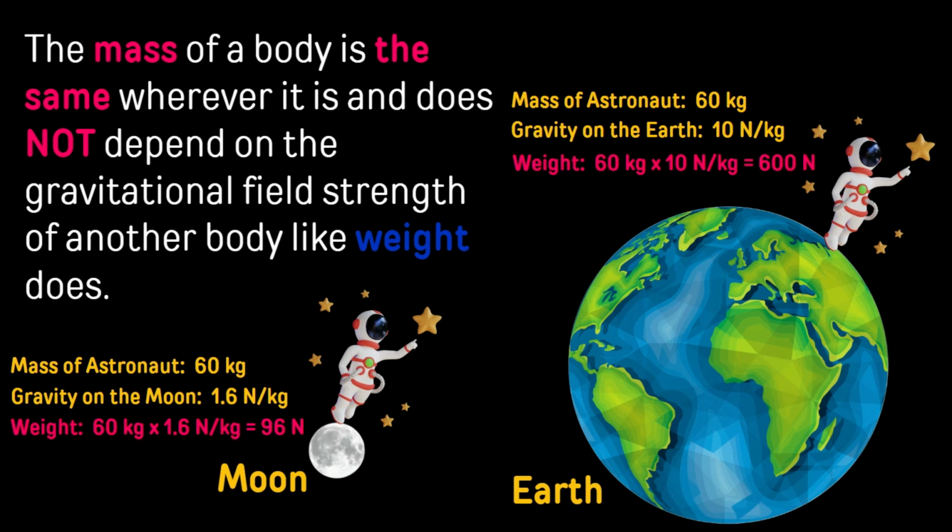Correct. If you got the weight of the astronaut on Earth to be 600 newtons, bravo. If you got the weight of the astronaut on the Moon to be 96 newtons, excellent. This tells us that we are heavier on Earth as opposed to on the Moon, because there is less gravity on the Moon than there is on Earth.